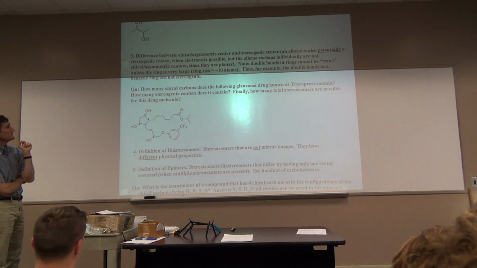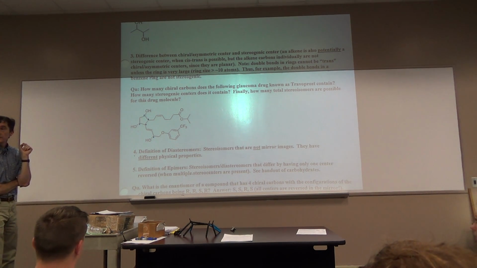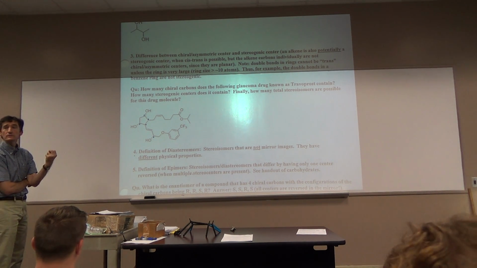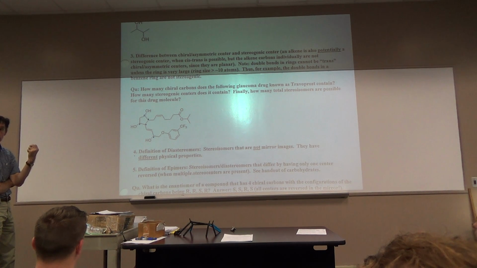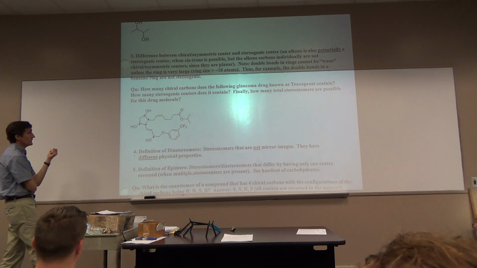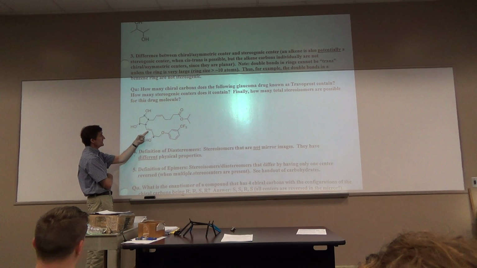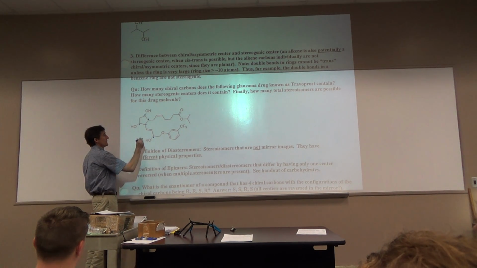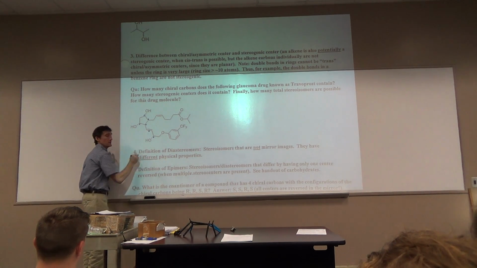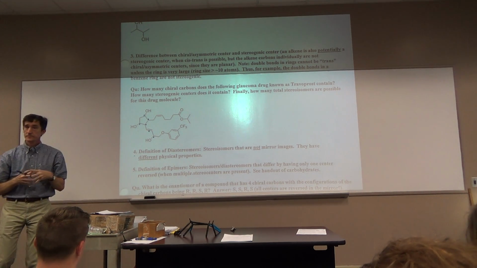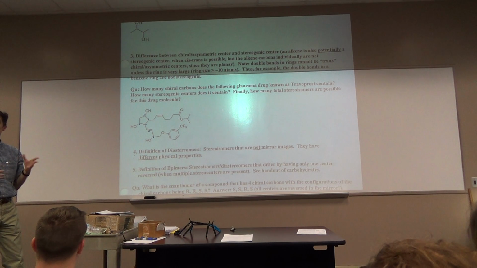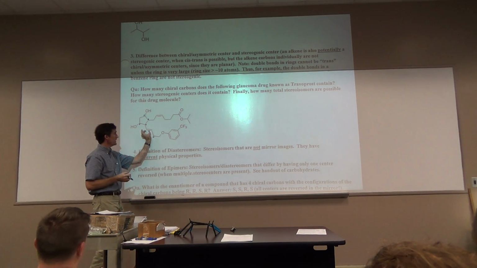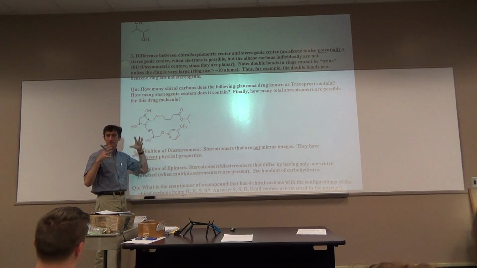How many stereogenic centers does it contain? A chiral carbon is only one type of stereogenic center. What other type do you know of? Alkene. Yes, an alkene can be stereogenic. Is this alkene stereogenic? Yes. Why is it stereogenic? It can be trans or cis, 2 different configurations. Now, when we talk about an alkene, we're talking about the whole thing, the 2-carbon alkene.